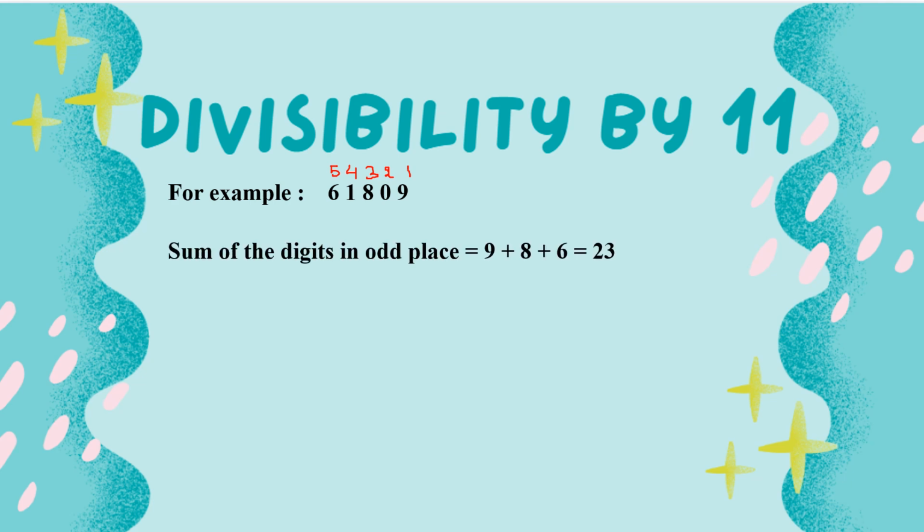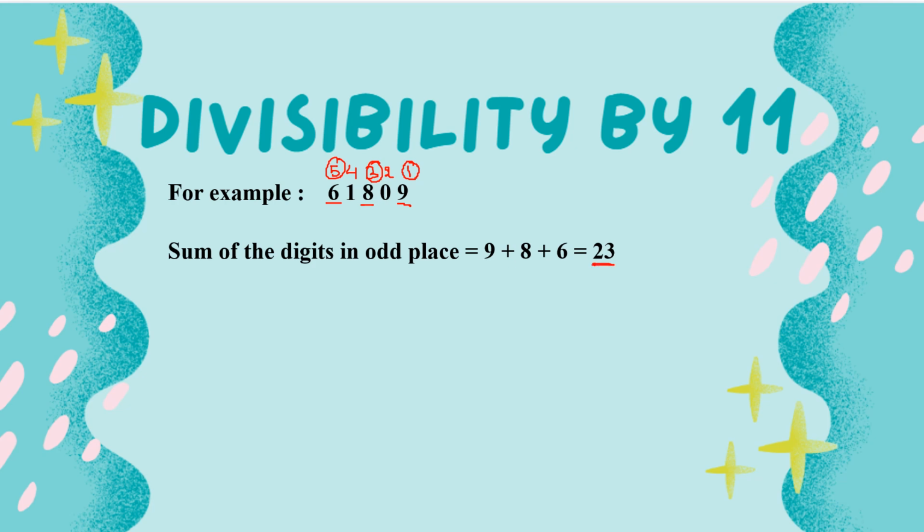Now first you have to sum the digits in the odd places. Odd place means odd numbers 1, 3, 5. This is your odd place. Now what are the digits in those odd places? 9, 8 and 6. So you have to add that. So 9 plus 8 plus 6 is 23.